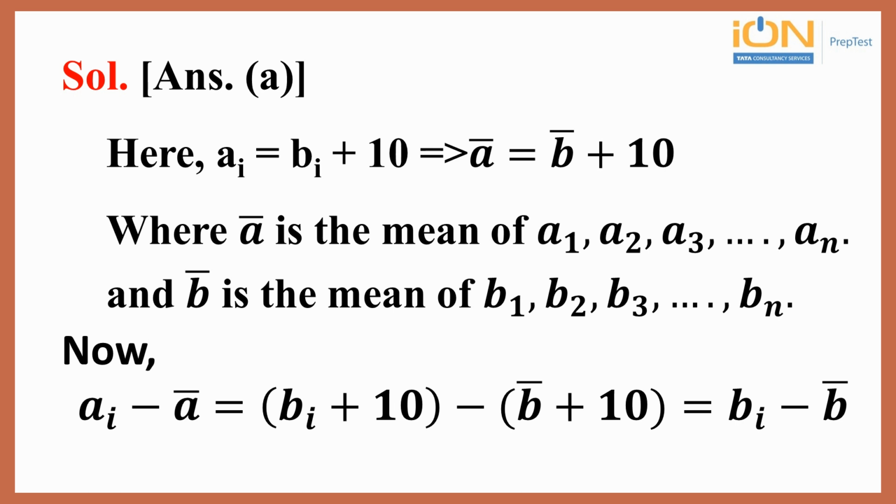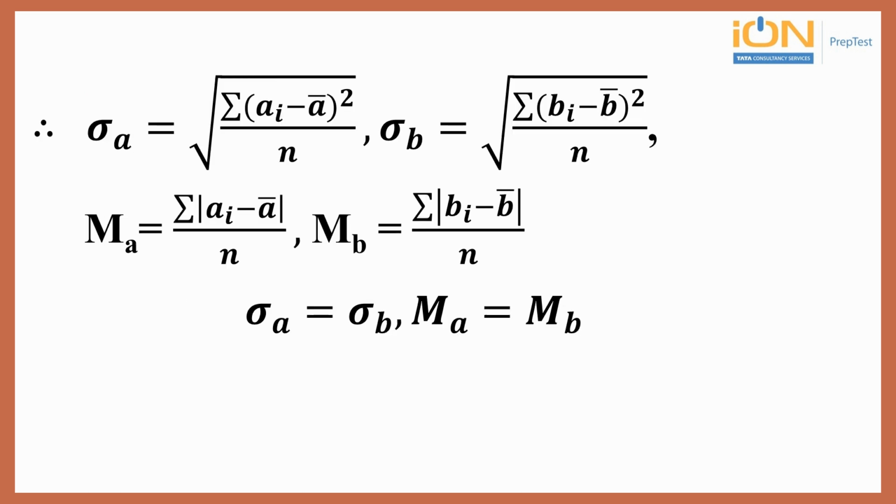Therefore, a_i minus A bar will be b_i plus 10 minus (B bar plus 10). So, that gives us b_i minus B bar. Therefore, sigma A is equal to the square root of sigma (a_i minus A bar) whole square divided by n, and sigma B is equal to the square root of sigma (b_i minus B bar) whole square by n. We have already seen that a_i minus A bar is the same as b_i minus B bar. So therefore, the sums match, and sigma A will be equal to sigma B.